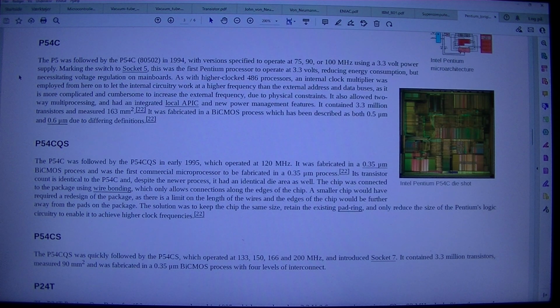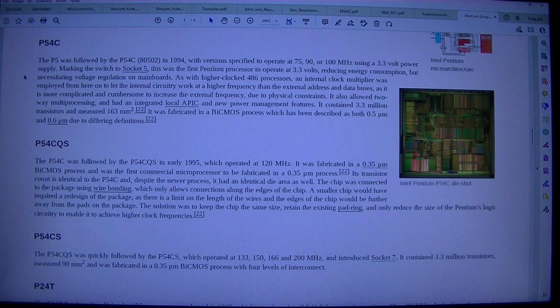The P5 was followed by the P54C 80502 in 1994, with versions specified to operate at 75, 90, or 100 MHz using a 3.3 volt power supply, marking the switch to socket 5. This was the first Pentium processor to operate at 3.3 volts, reducing energy consumption, but necessitating voltage regulation on mainboards.